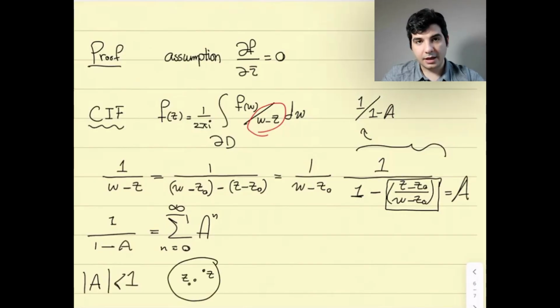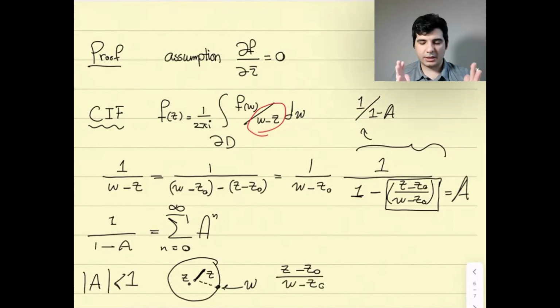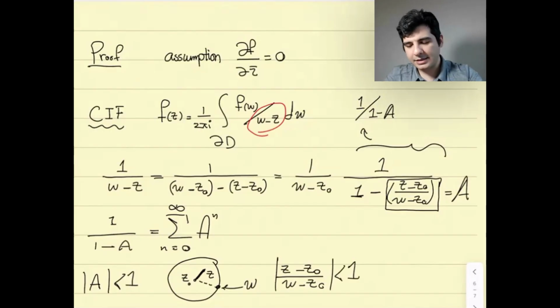But this is true because z naught was the center of the disk. z was a point inside the disk. w, the variable of integration, is a point on the boundary of the disk. So z is closer to z naught compared to w. The distance between z and z naught is less than the distance between w and z naught. So z minus z naught has a smaller norm than w minus z naught, so their ratio is less than 1.